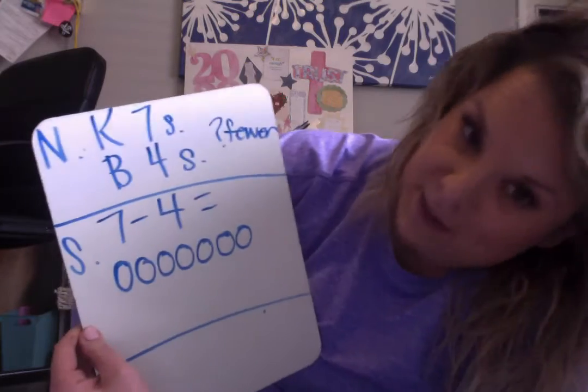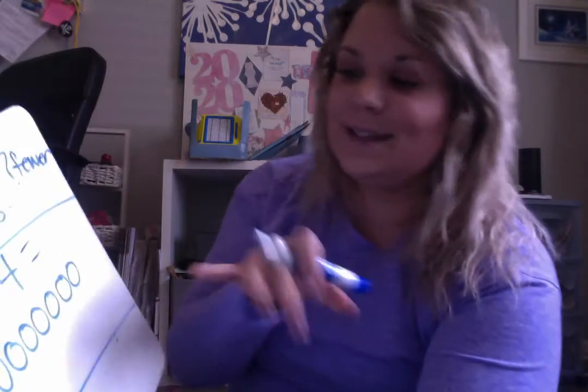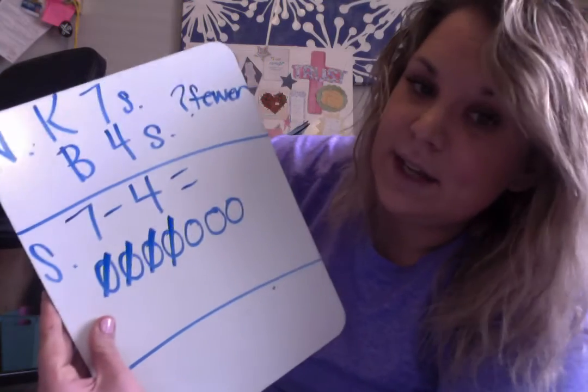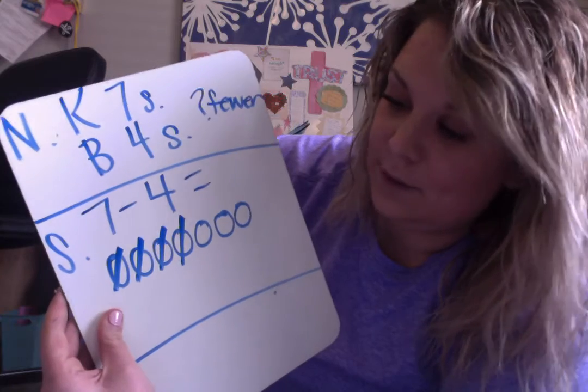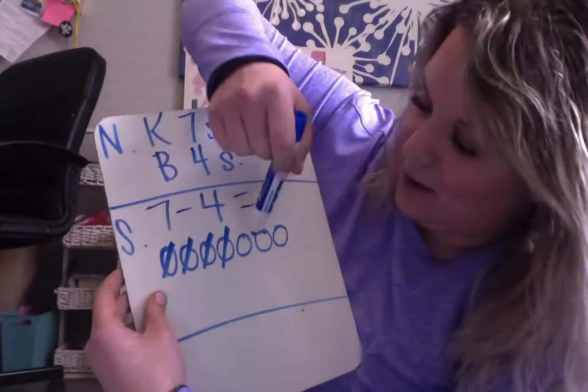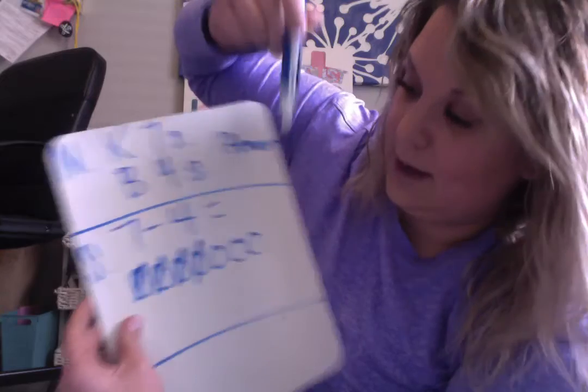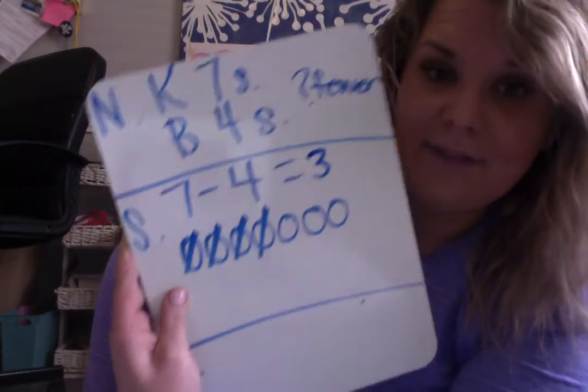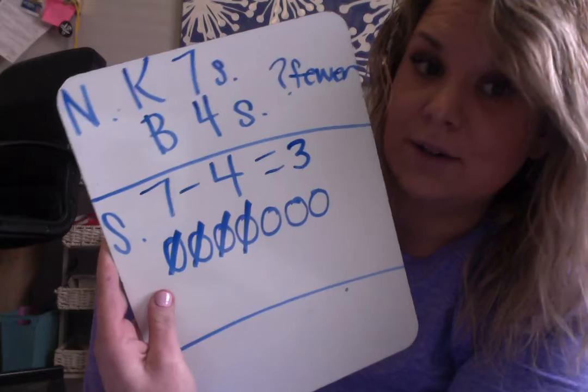Now, if you were here with me, I'd ask you what we should do next. And I know your smart math brains would say, let's take away 4 because I decided I'm subtracting. So I'm going to cross out 4 circles for Ben's slices. 1, 2, 3, 4. And I'm being nice and neat so that I don't get confused with my picture. So I'm going to count how many are left. 1, 2, 3. So I know that 7 minus 4 equals 3. So now I have an equation and I have a picture that shows how I solved.